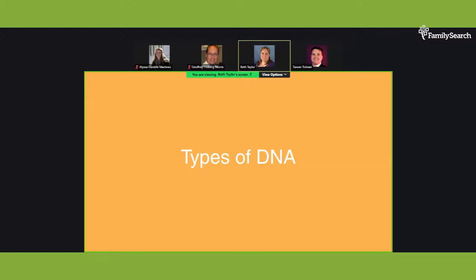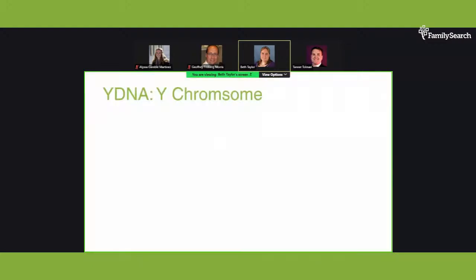Jeff mentioned this earlier, the importance of working with Y-DNA. I know there's a class later today that Tanner's going to present just on Y-DNA, so you'll get more there. Let's start with Y-DNA. Y-DNA is testing the Y chromosome. If you go back, we talked about how the Y chromosome is only carried by men. It's one of the two sex chromosomes, and it's passed from father to son.